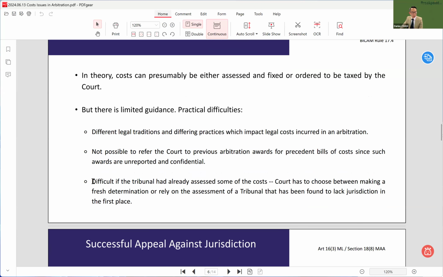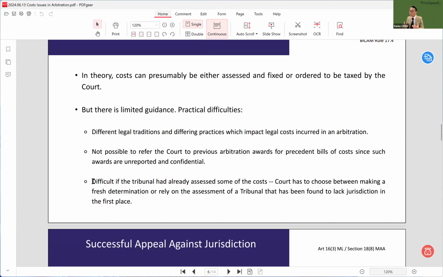And there is also a complexity in a situation where, let's say, the tribunal had already assessed some of the costs. If the tribunal has already assessed some of the costs, then there's a dilemma. On the one hand, the court can decide that it will make a fresh determination of cost of the arbitration for itself. Or it can rely on the assessment of the tribunal, but it is a tribunal that has been found to lack jurisdiction in the first place. So the court has this dilemma.